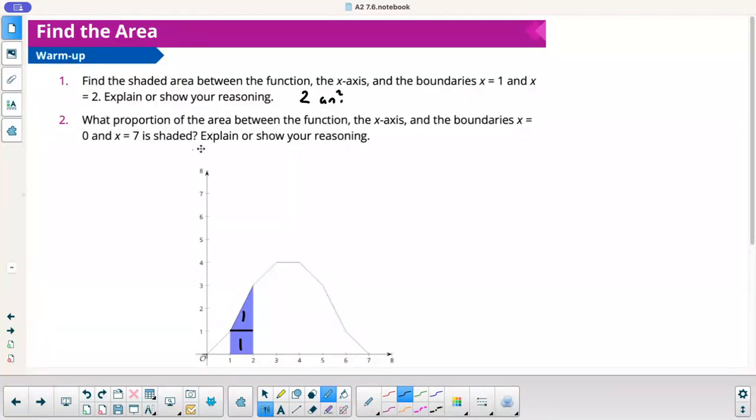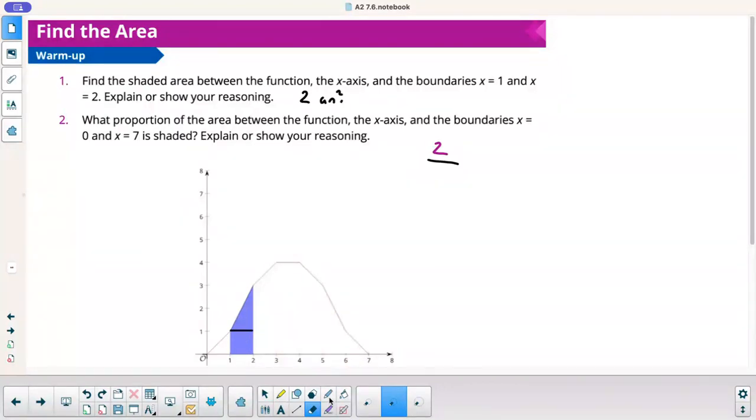Number 2, what proportion of the area between the function, the x-axis, and the boundaries x equals 0, that's right here, and x equals 7, right there, is shaded? So it's basically the shaded area divided by the total area in this whole region. Okay, so purple divided by total. The purple section is 2. I'll put that on the top, and I'll put the total in green on the bottom.